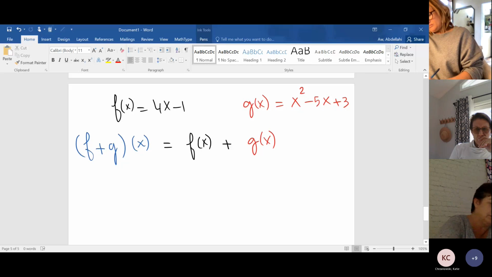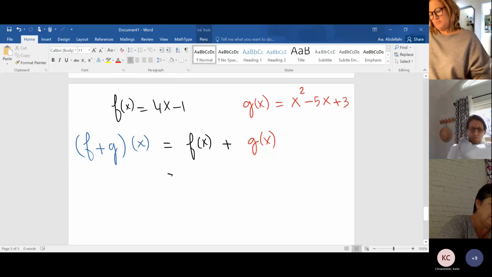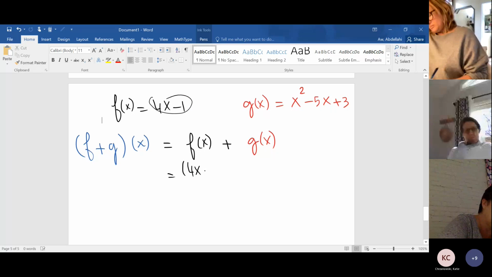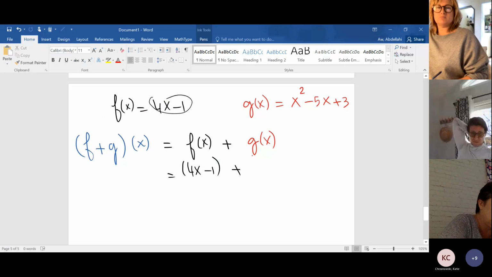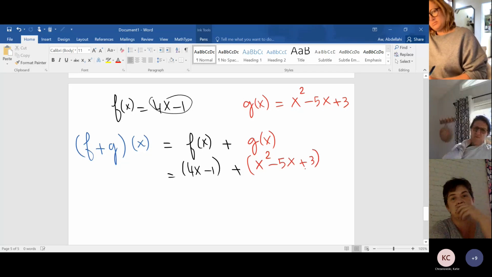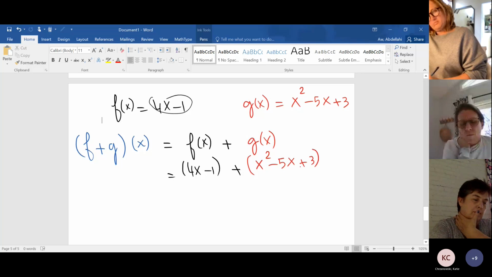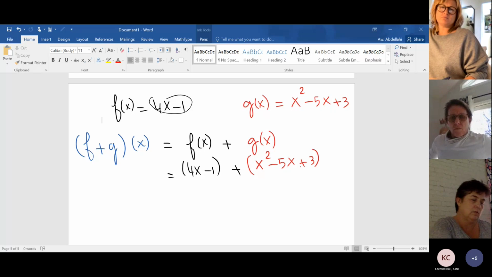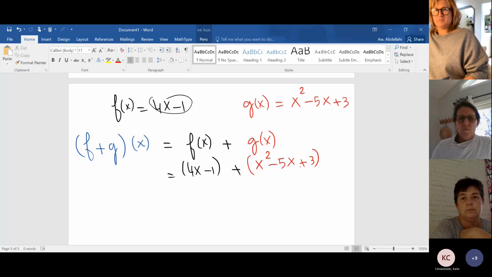What is f of x? 4x minus 1. Plus what? What is g of x? x squared minus 5x plus 3. That's it. If I have to simplify, if I have to reduce it, I go ahead and reduce it. I have some like terms here, so we're going to reduce it. But if I didn't have any like terms, then I would be done. Everybody see that?